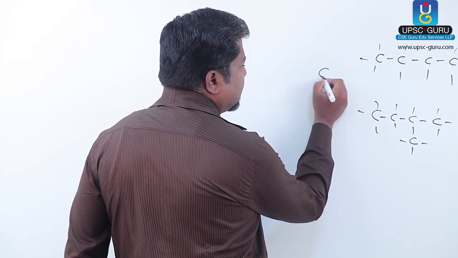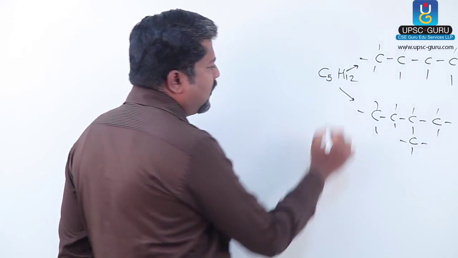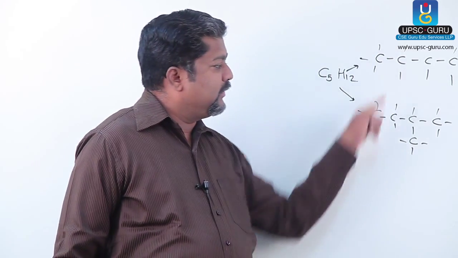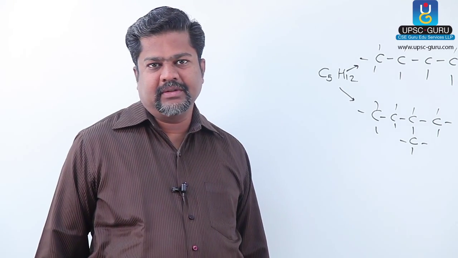What is isomerism? When two chemicals, particularly in organic chemistry, have the same molecular formula. Here also the molecular formula is C5H12 in both cases. So they have the same molecular formula but different structural formula. They are called isomers of each other.